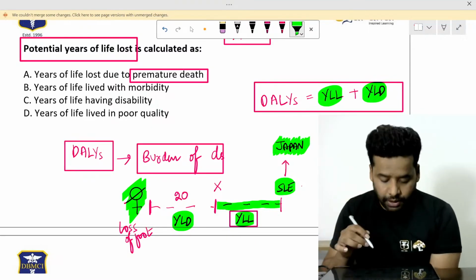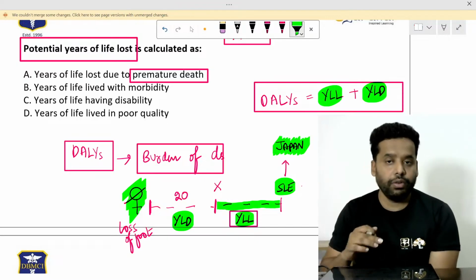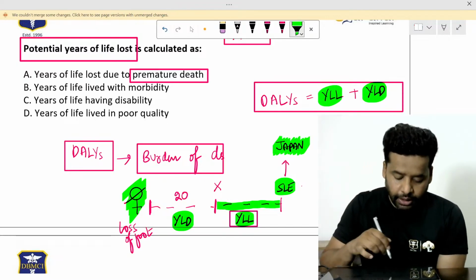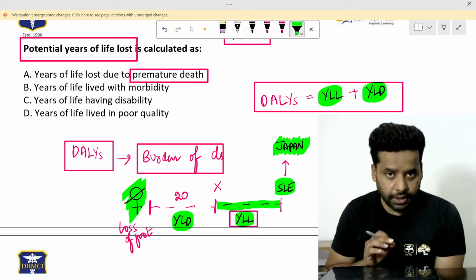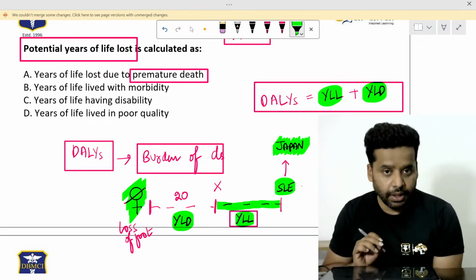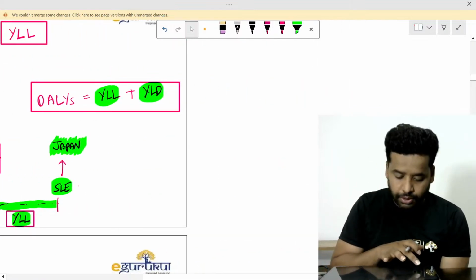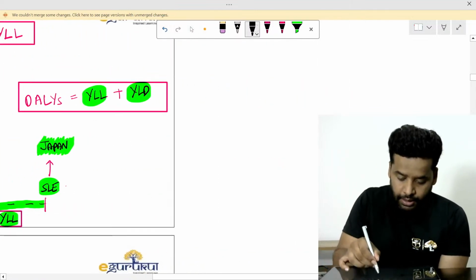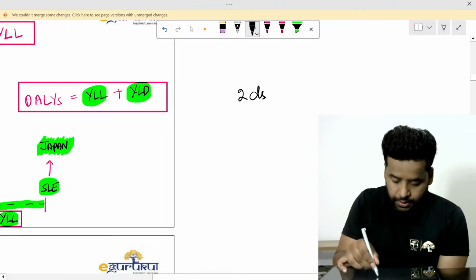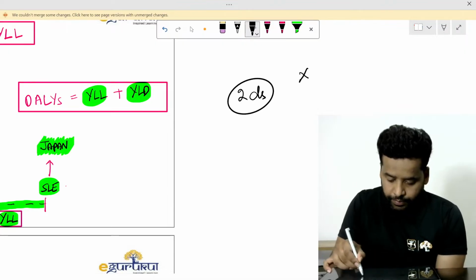For this individual, this will be the pattern. For one more individual, the pattern can be different. Then we count the overall burden of this disease. Then we compare two diseases, which is having more burden. For example, there are two diseases, X and Y.